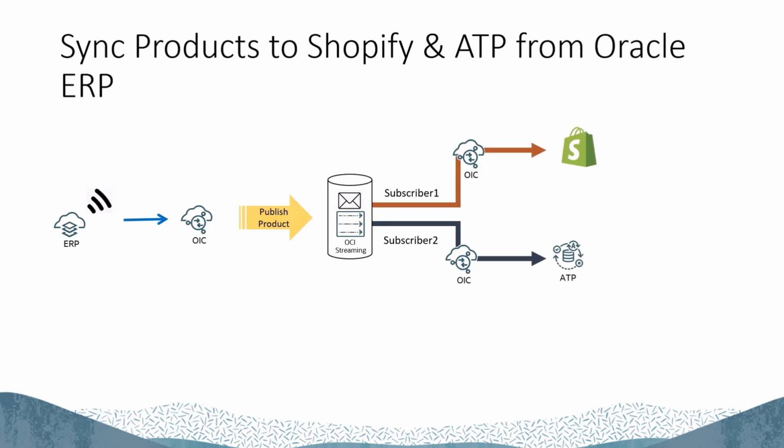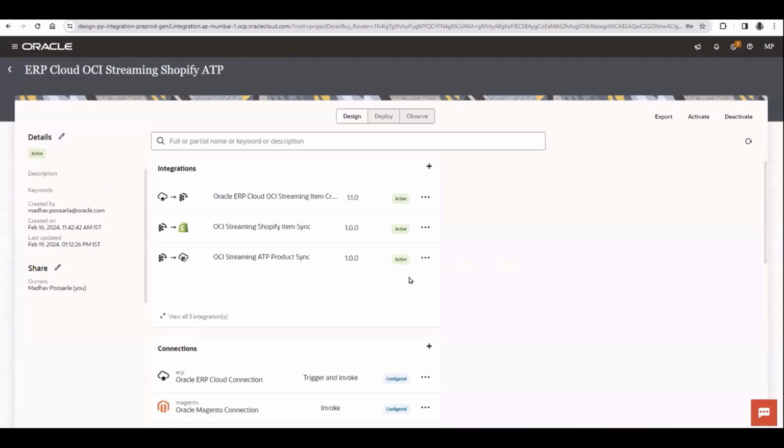Later, if the customer wants a new subscriber to consume the same message that was created in the first step, they can create a similar integration to process it to a third subscriber as well. Let's now run the integration end to end.